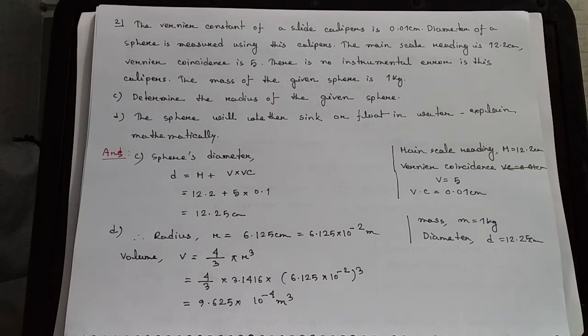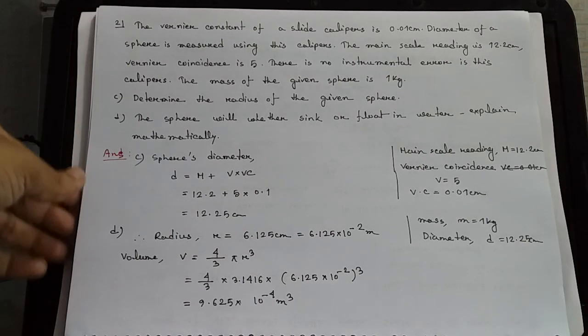We will just use the law for a sphere, that is 4 by 3 pi r cube, and here r is 6.125 into 10 inverse 2 meter. Putting this value in the equation, we get the volume is 9.625 into 10 inverse 4 meter cube. So we have determined the volume, and now we will determine the amount of displaced water for this volume.